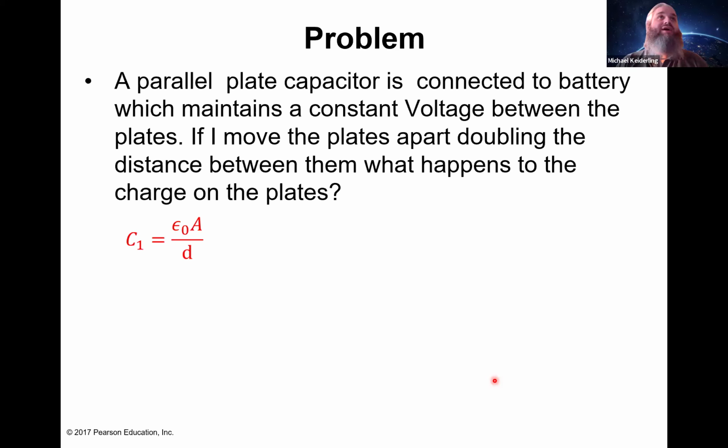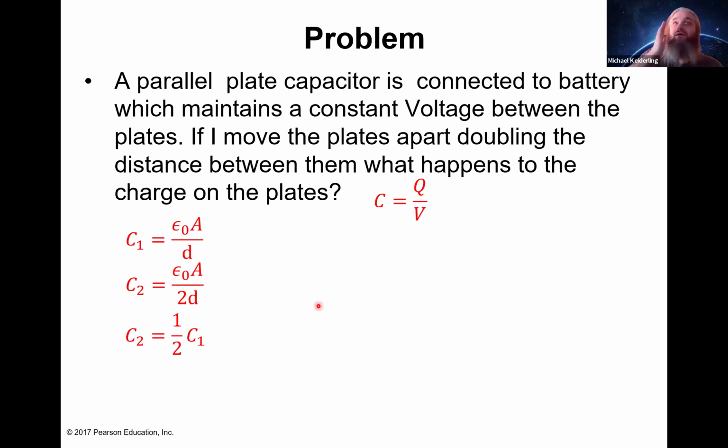So remember, capacitance is epsilon naught area over distance. So our initial capacitance will be epsilon naught times the area of the plates over the initial separation. Our second capacitance will be epsilon naught area over twice our initial separation. So capacitance 2 is going to be half of capacitance 1.